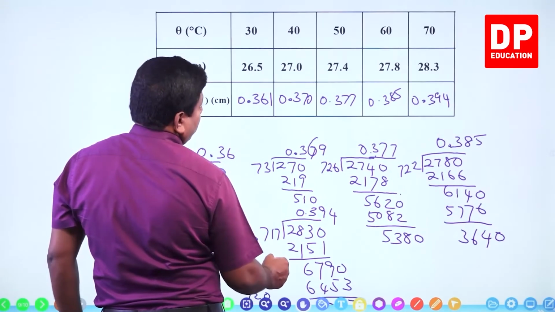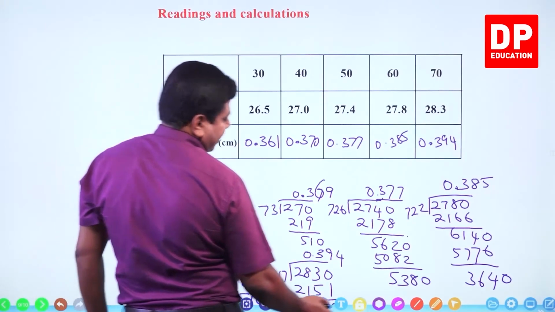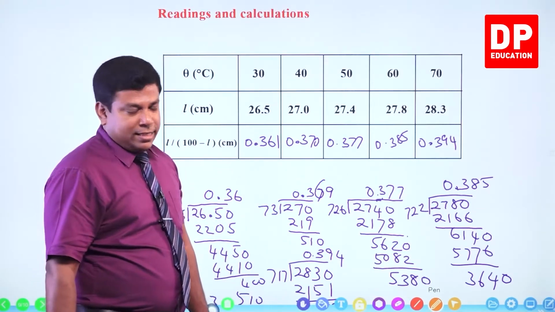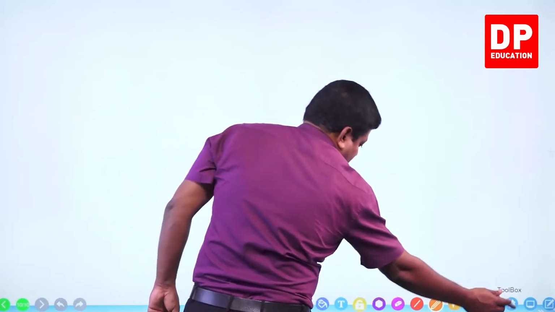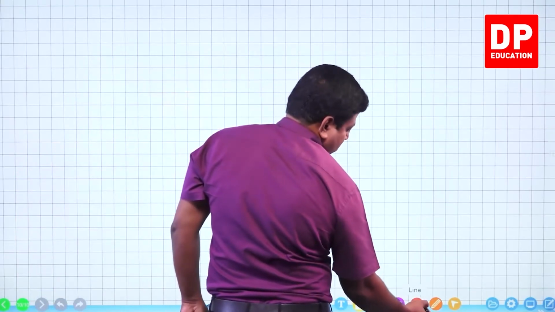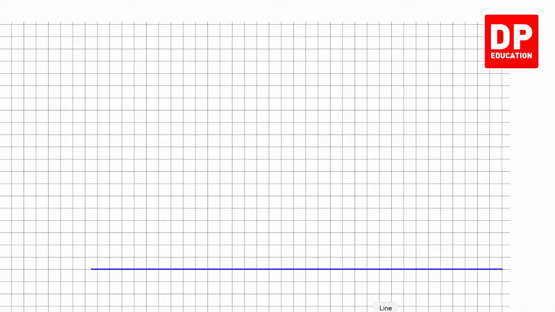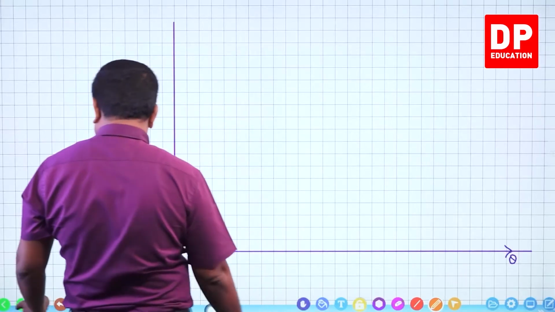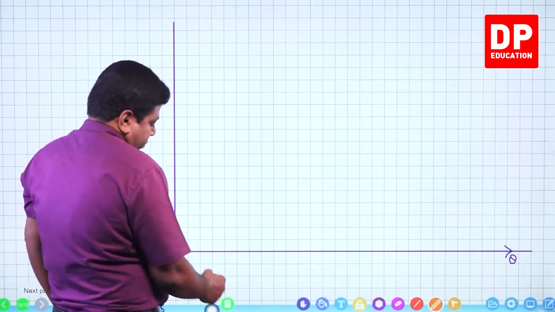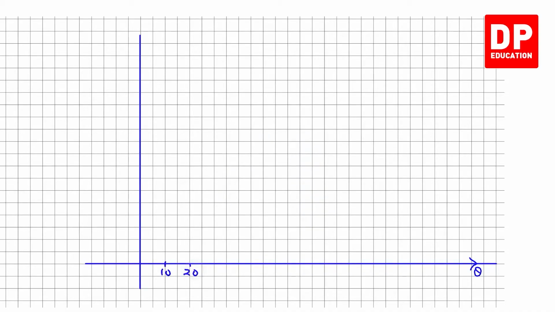Now, let us draw the graph. Theta is going to be in the x axis. L over 100 minus L is going to be in the y axis. Theta, you need up to 70 degrees. So, 10, 20, 30, 40, 50, 60, 70. This is in degree centigrade. L over 100 minus L will not have units because centimeter over centimeter will cancel each other.